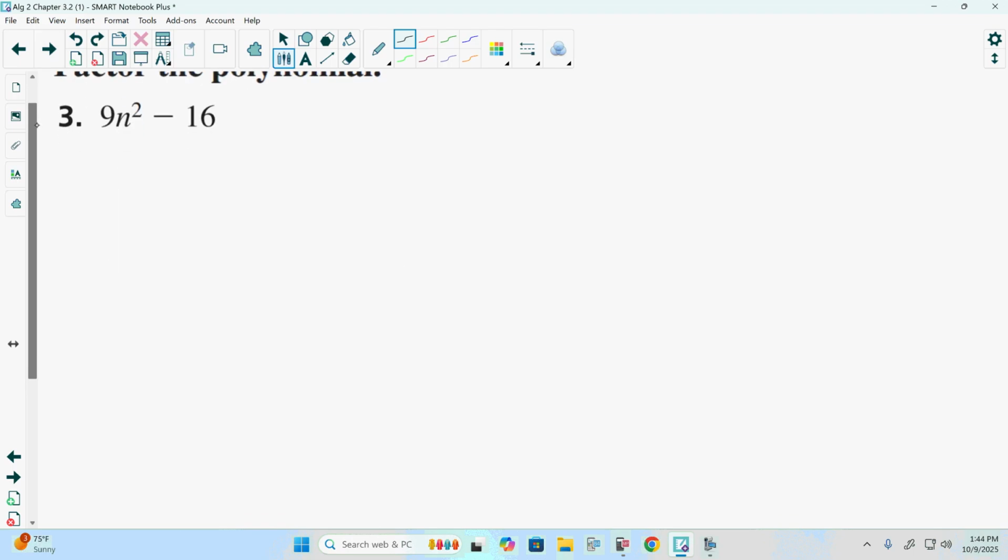9n squared minus 16. 16 would be 4. 9n squared would be 3n.